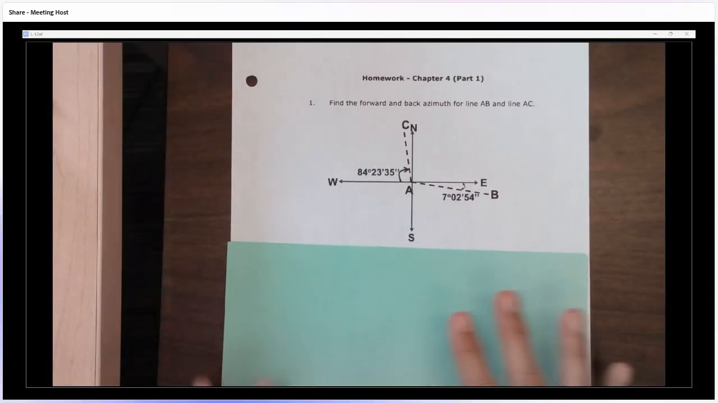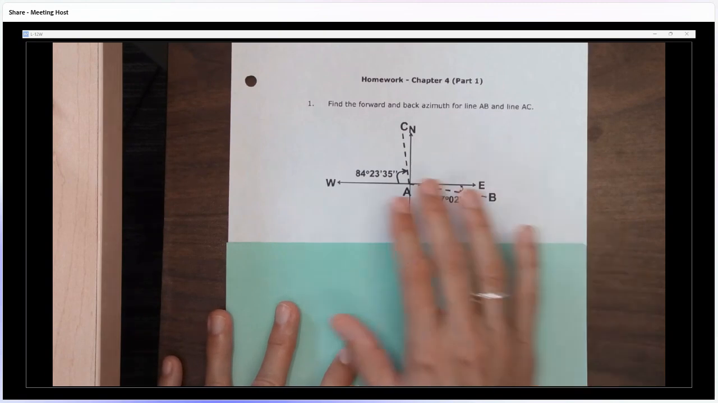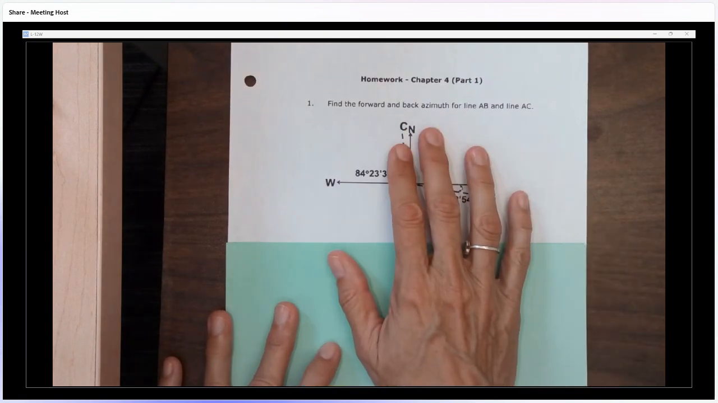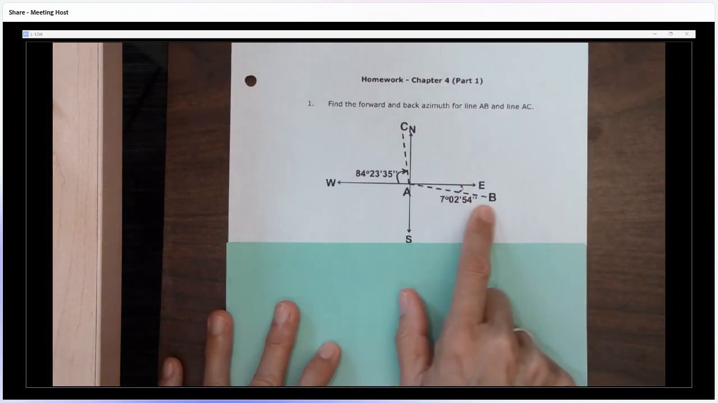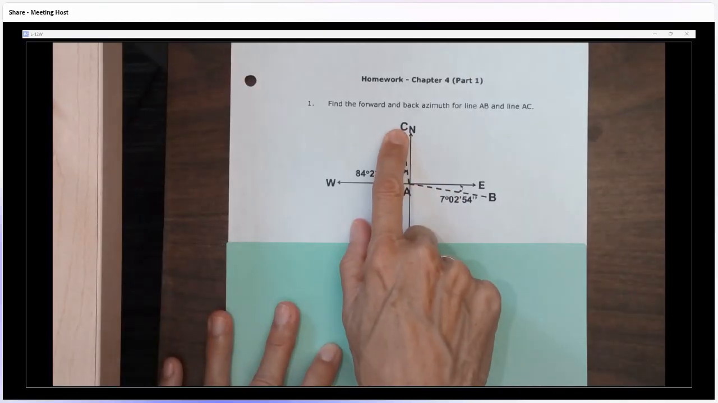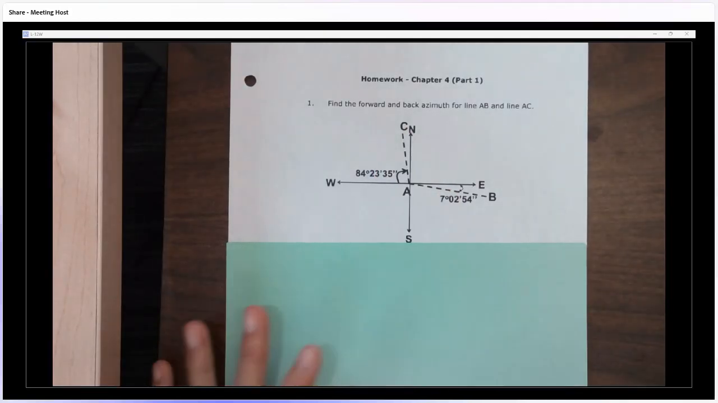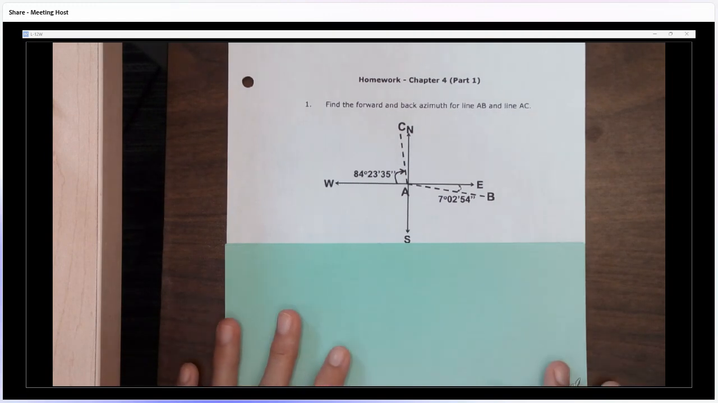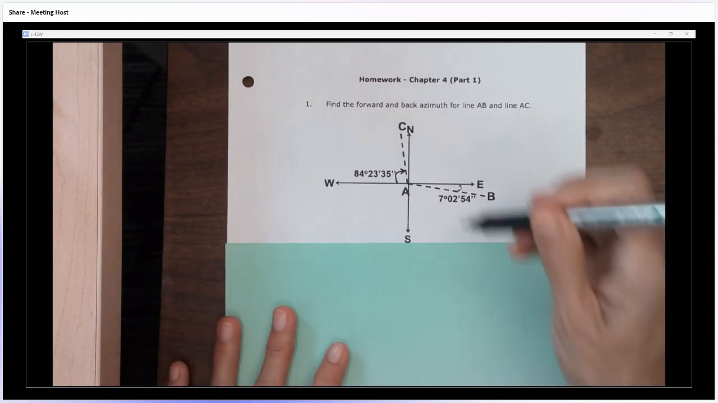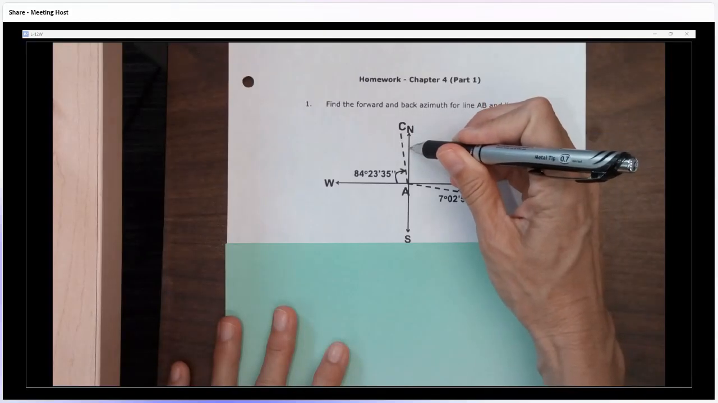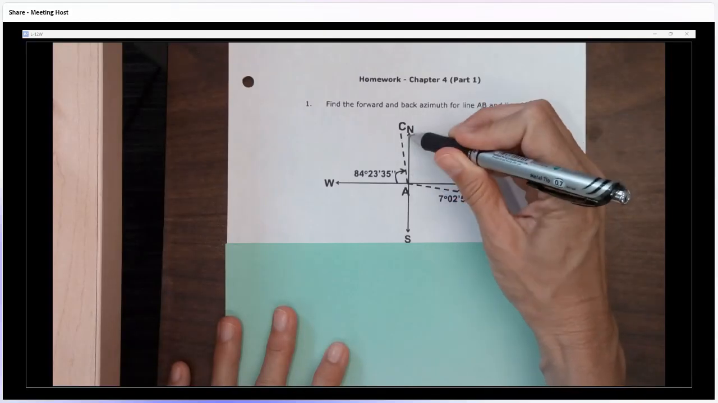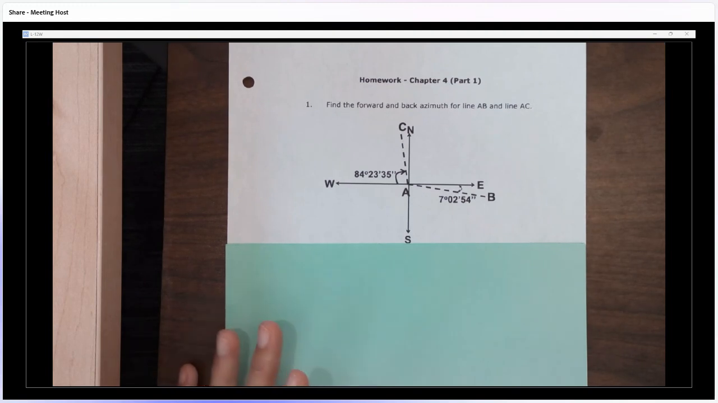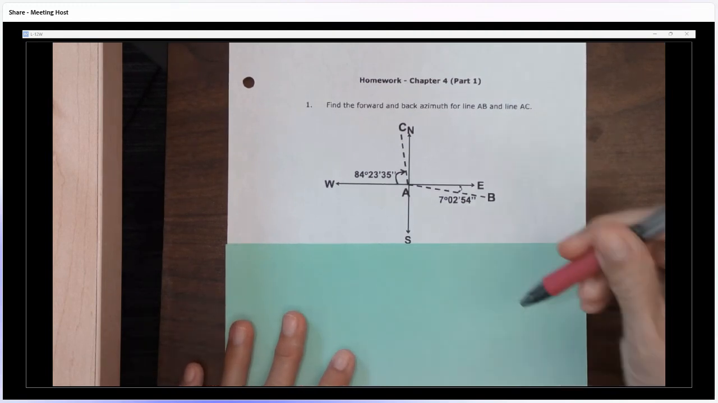Okay, let's take a look at this problem where we have to find the forward and back azimuth for lines AB and line AC. So to start with this, just remembering what an azimuth is, that's measuring our angles as they come from the northmost line here. So for line AB, I'll do that in pink down here.